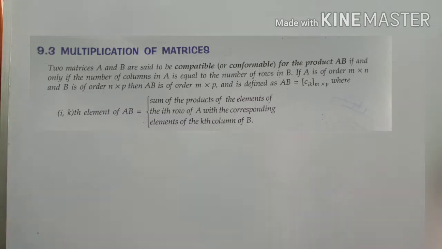Okay, today we're going to start with the multiplication of matrices. As you can see, the statement is given. It's written: two matrices A and B are said to be compatible or conformable for the product AB if and only if the number of columns in A is equal to the number of rows in B. If A is of order m cross n and B is of order n cross p, then AB is of order m cross p and is defined as AB equals [c_ik] m into n, where we are going to understand that part later.